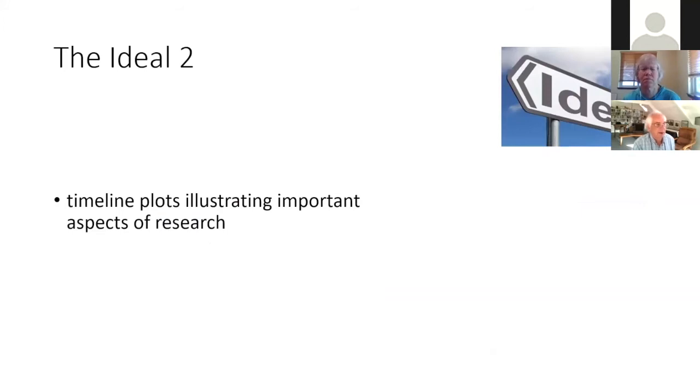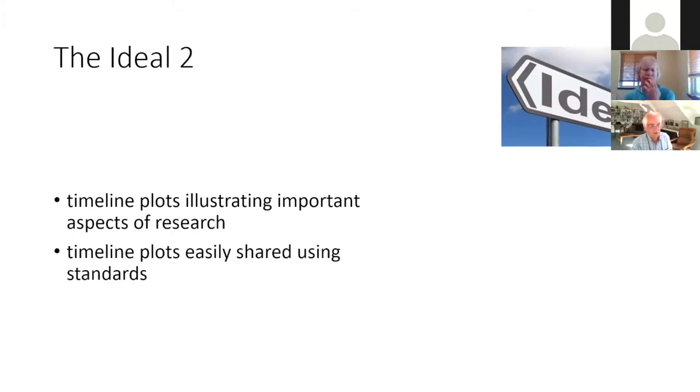Another part of the ideal would be plots which would illustrate important aspects of our research. The whole point of a timeline plot would be to show things going up and down, rather like the example we just saw with toilet paper being in demand and going up and down. Timeline plots illustrate things you're interested in in your research. They also need to be shareable, so that you can get other people to work with you, see the plots, and choose the bits they think are important for shared research.